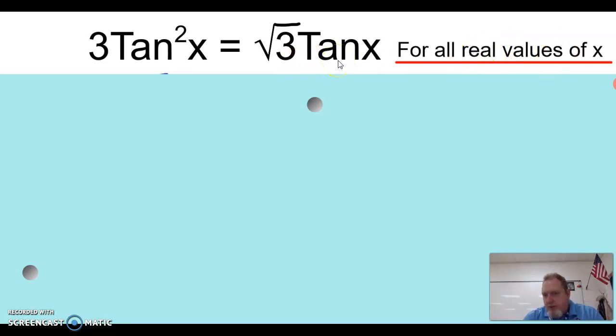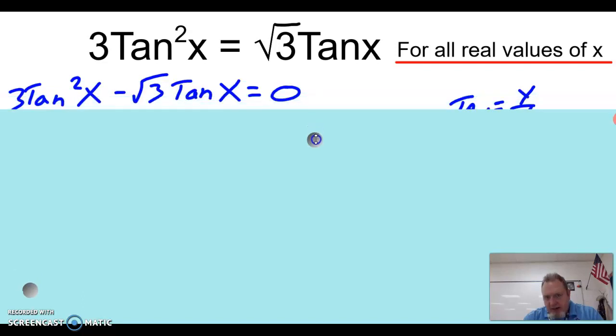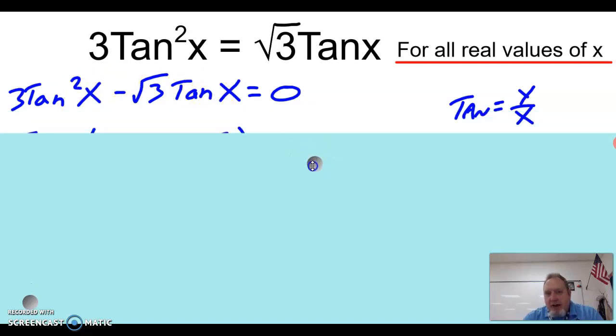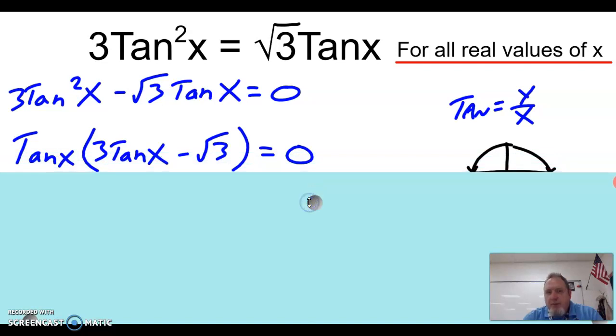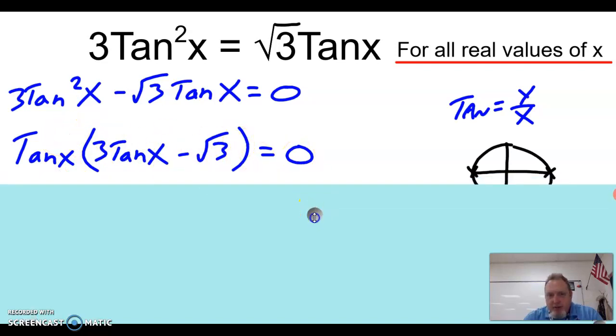Well, first of all, from a solving standpoint, we do it the same way that we've been doing. We're going to get everything on the same side. So I'm going to subtract that square root of 3 tangent of x. Now that I have tangent in both terms, I'm going to factor that out. And now that I have both of my factors equal to 0, I can solve.